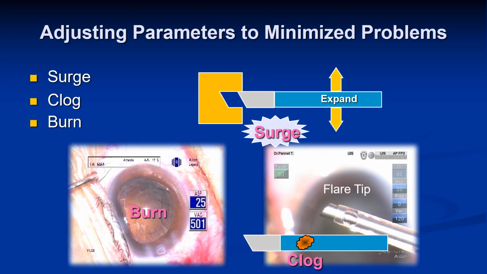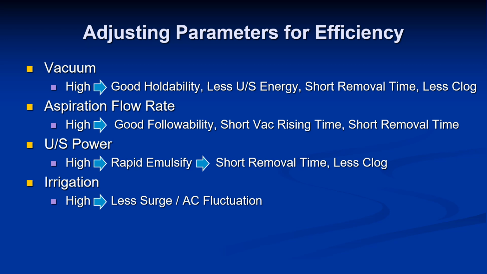Problems of surge, clog, and burn can be minimized by adjusting parameters to optimize vac, flow, US power, and irrigation, between efficiency and safety. For more efficiency, we need all high parameters. High vac, good holdability, less US energy, short removal time, less clog. High flow, good followability, short vac rising time, short removal time. High US power, rapid emulsify, short removal time, less clog. High irrigation, less surge, less AC fluctuation.